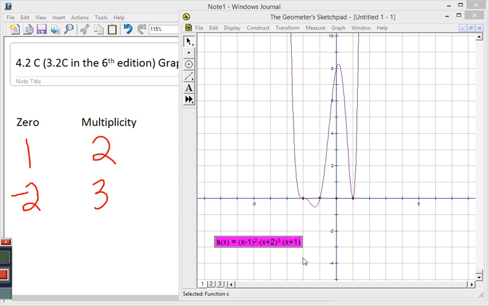Okay, and then when we look at the last one here, this is the zero at negative 1. And there it is at negative 1. You see that the power here is just 1. There's only one of these x plus 1s. So negative 1 has a multiplicity of 1.